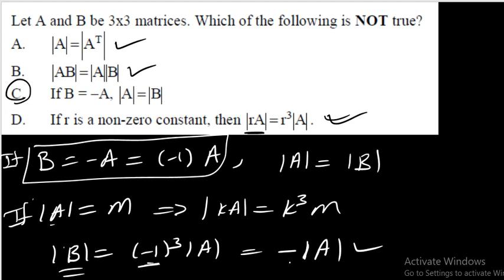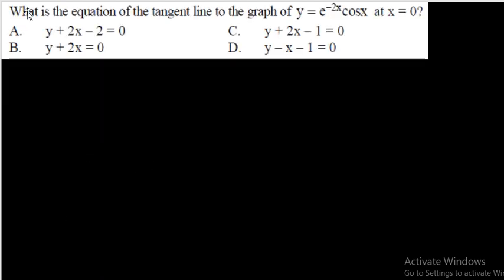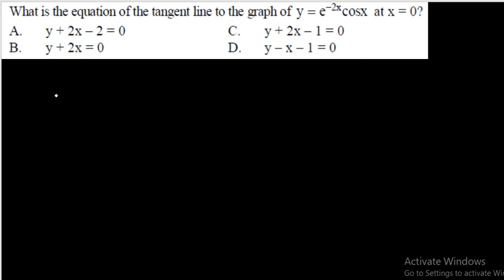So the answer should be C. The next one: what is the equation of a tangent line of the graph? We have a function f of x is equal to e to the power of negative 2x times cos x. I'd rather write it as f of x instead of y. It's given as y, but y is the same as f of x or g of x, you can say. So at x is equal to 0.